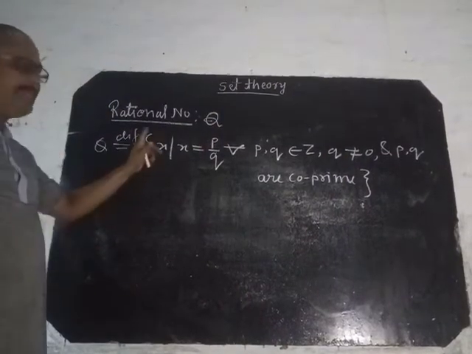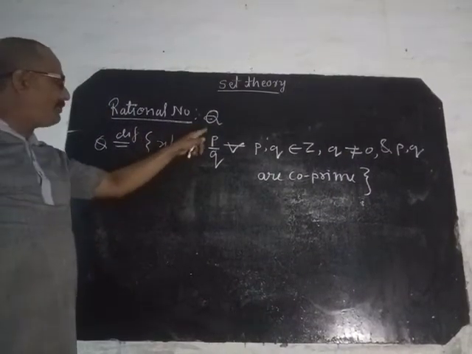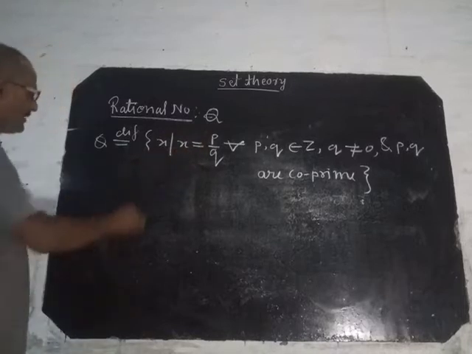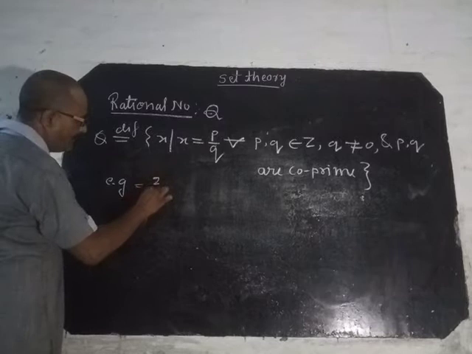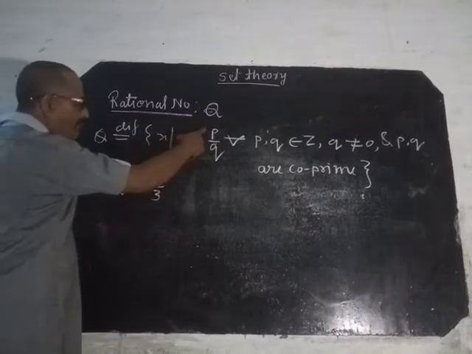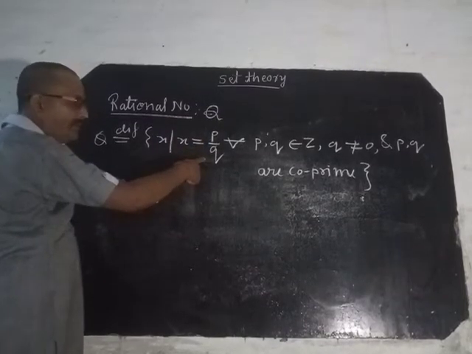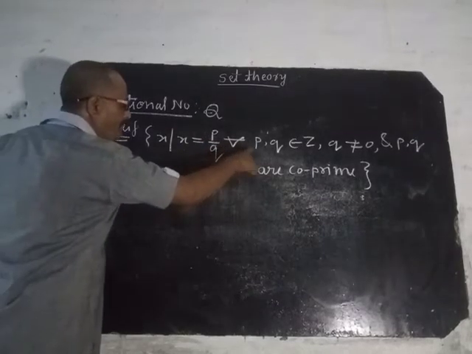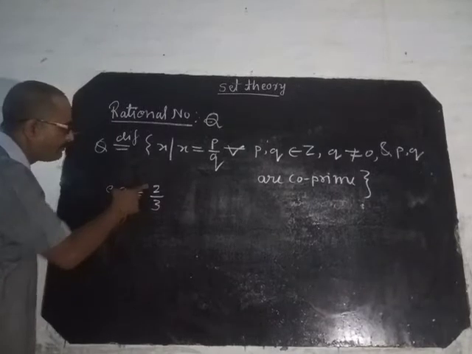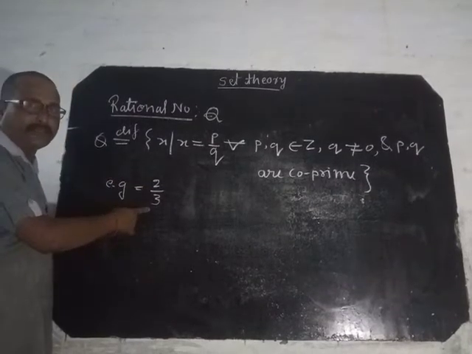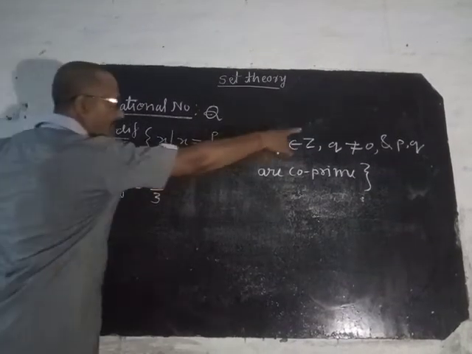It means any number written in the form of p by q. Suppose, as an example, I am writing 2 by 3. Any number written in the form of p by q for every p and q belonging to integers. It means 2 and 3 both are positive integers. And q is not equal to 0.